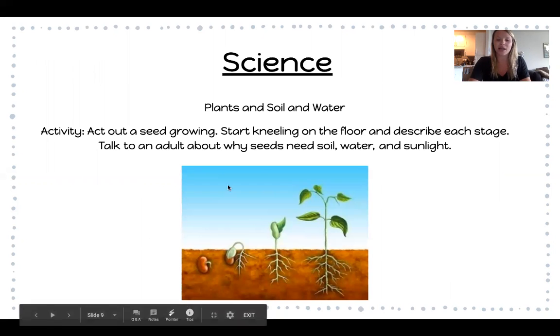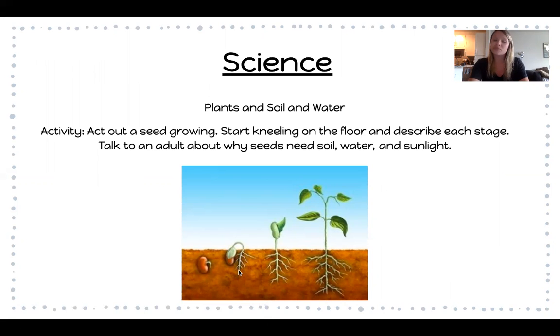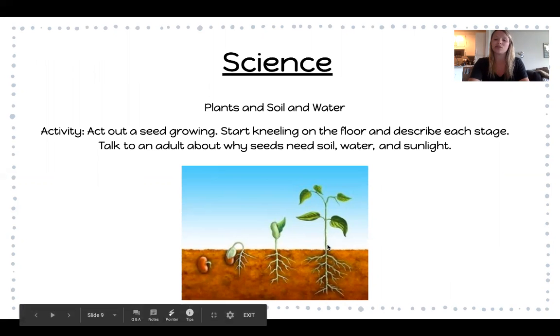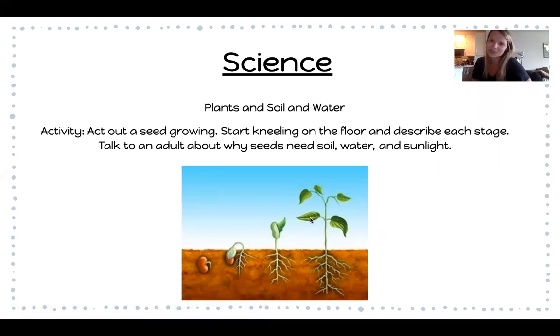So this is a diagram of what a seed looks like when it's growing. It'll start off really little as a seed, and it'll continue to grow roots, and little by little, it continues to grow until it's a big plant. So I want you to act that out, and you can send me a video of it once you act it out. I would love to see it.